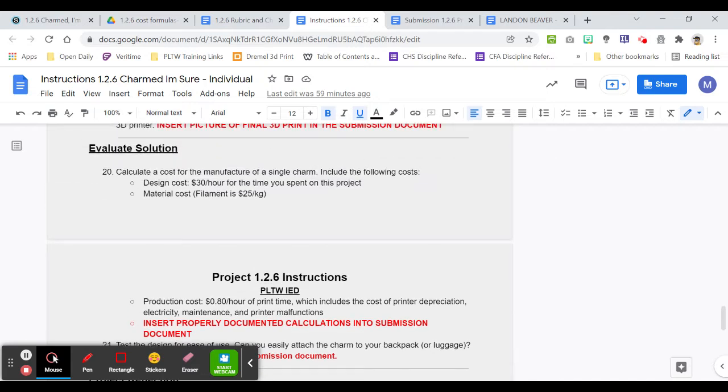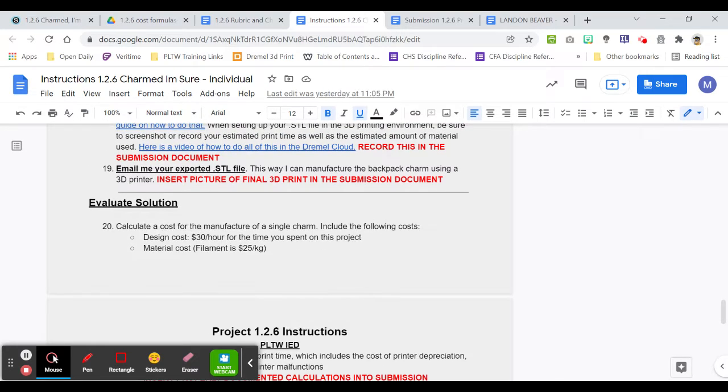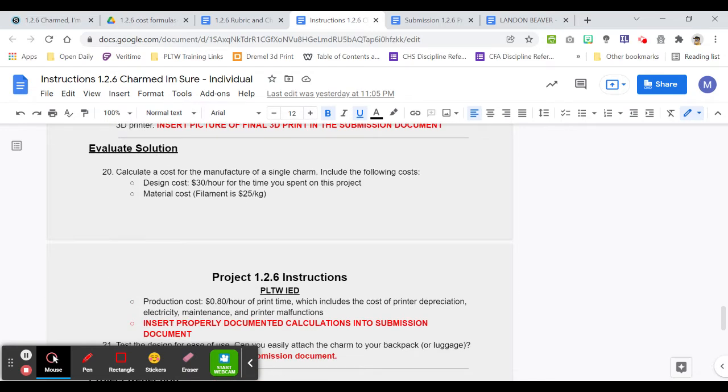So for step 20, you're going to have to do some calculations, and you are going to need some of the information from previous steps that you've done. So we're going to calculate the cost of manufacture. Some numbers that you're going to need: the design cost is $30 per hour for the time you spent on this project. So what you need to do is consider how many class periods it took you to complete through step 18. And then at 50 minutes per class period, find out how many hours you spent on the project, and your design cost is $30 an hour.